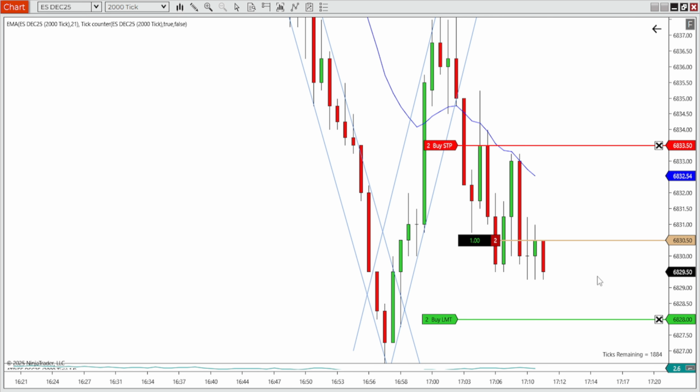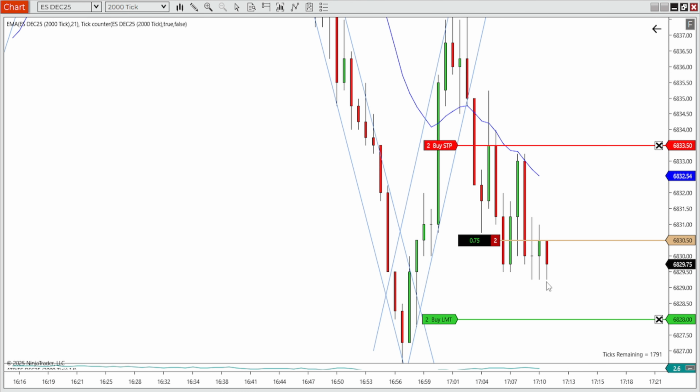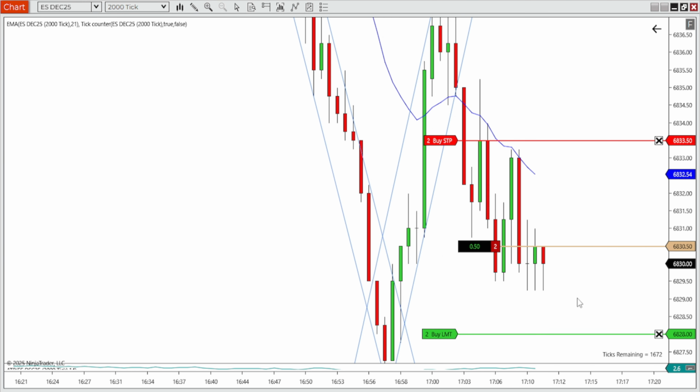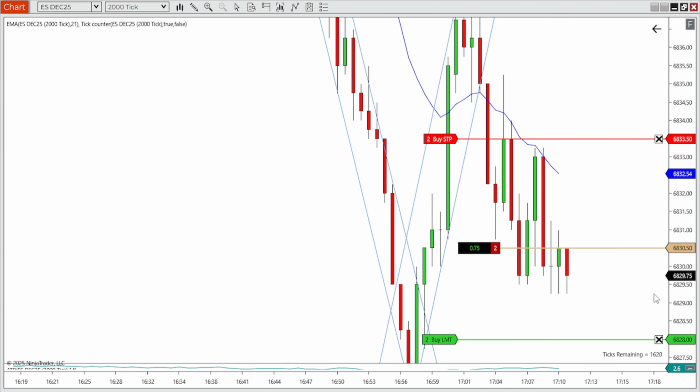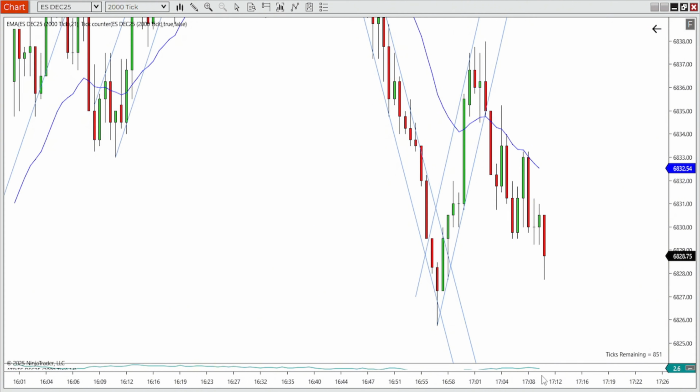It did not explode in our direction, but I'm waiting for it to show us where its next move is. Wow. And we won that trade.